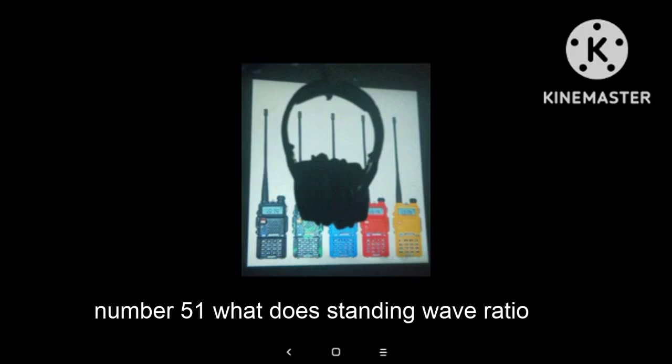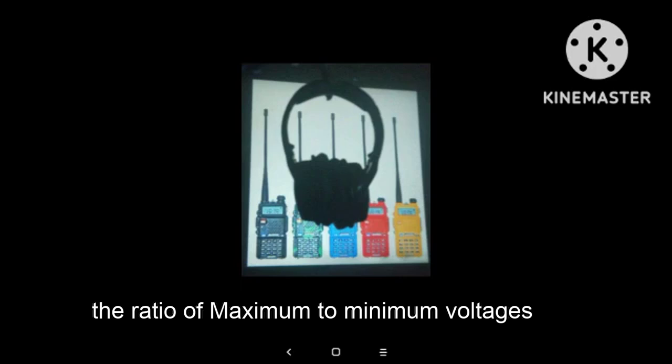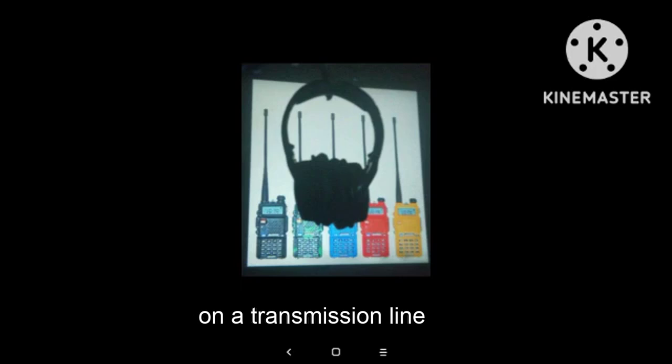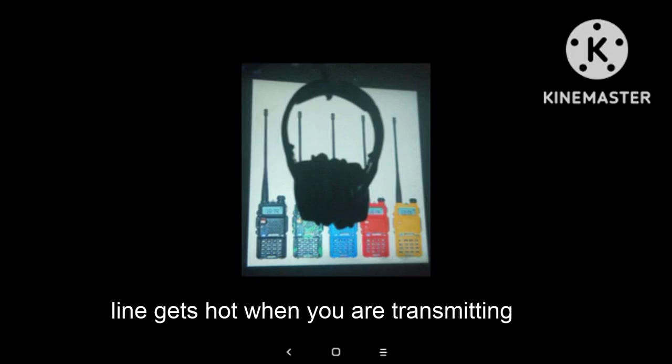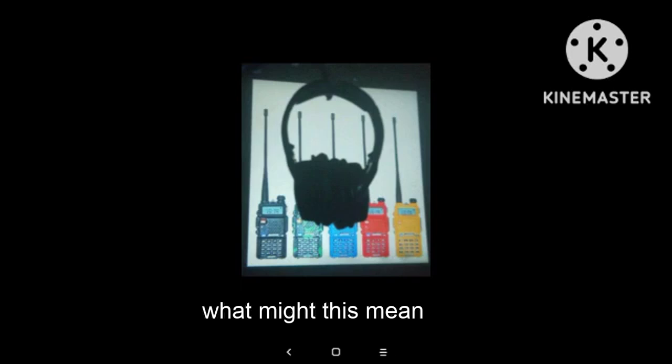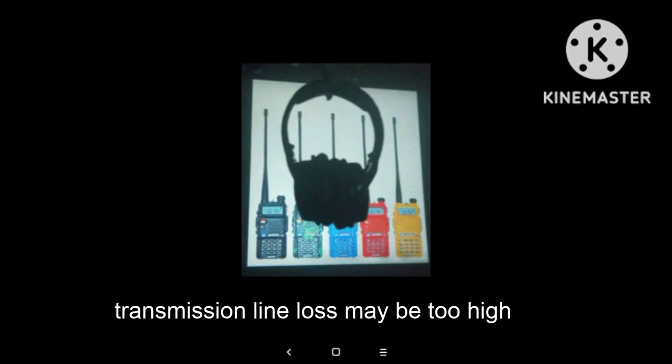Number 51. What does standing wave ratio mean? The ratio of maximum to minimum voltages on a transmission line. Number 52. If your antenna transmission line gets hot when you are transmitting, what might this mean? The SWR may be too high, or the transmission line loss may be too high.